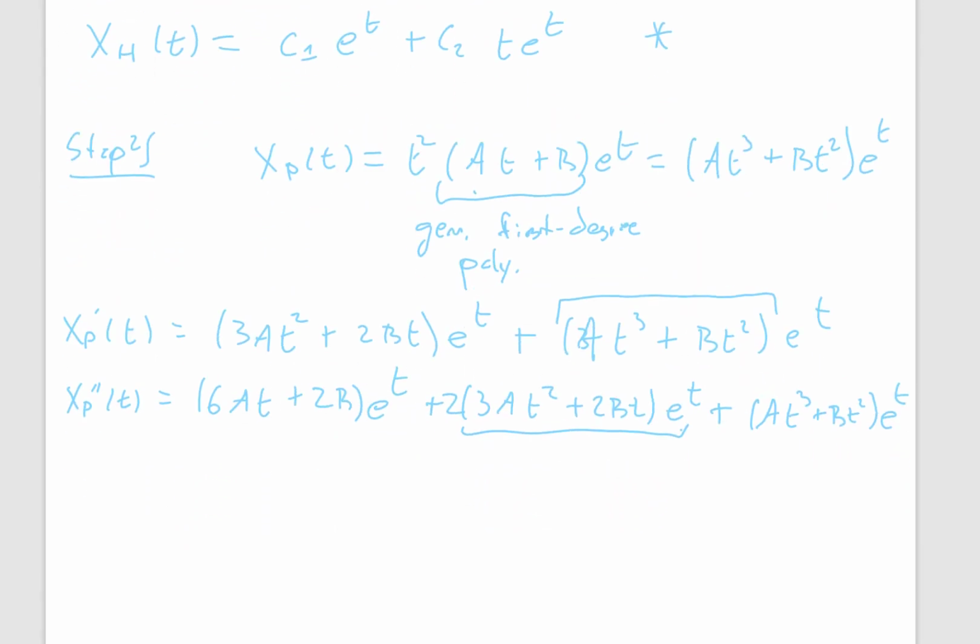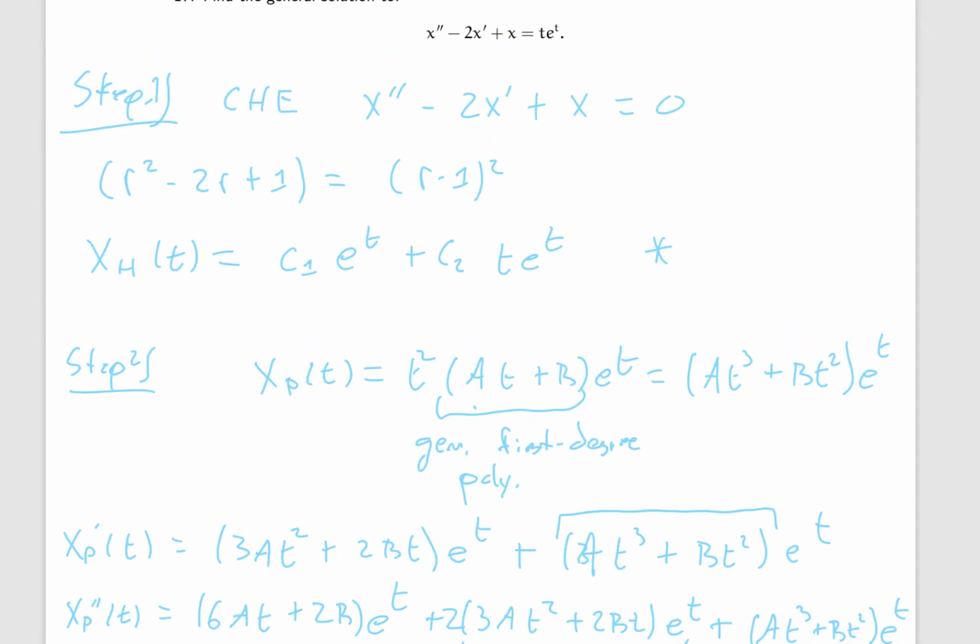When I plug xp into the left-hand side of the differential equation, I'm going to get a bunch of terms of the form something times e to the t, plus something times t e to the t, plus something times t squared e to the t, plus something times t cubed e to the t. And I'm saying that this is equal to t e to the t on the right-hand side. Okay, so whenever you have an expression like this, the corresponding coefficients on each side of the equal sign have to be equal to each other.